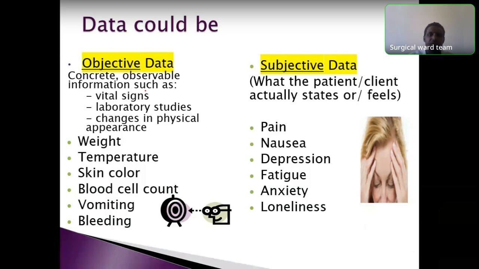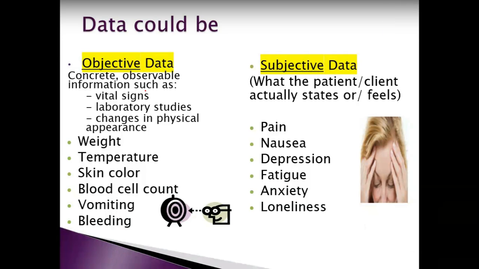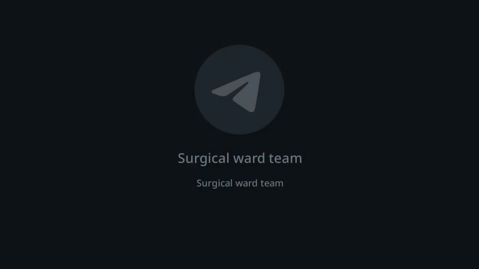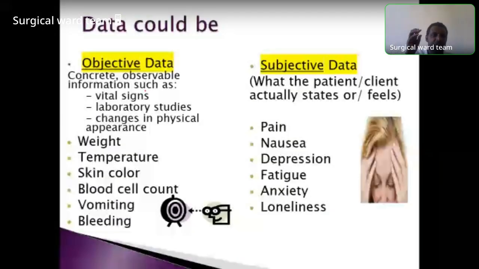Subjective data is what the patient or client actually states or feels. Subjective data are the symptoms of the patient. Objective data are the signs of the patient. So nausea, pain, depression, fatigue, anxiety, and illness, we call subjective data.